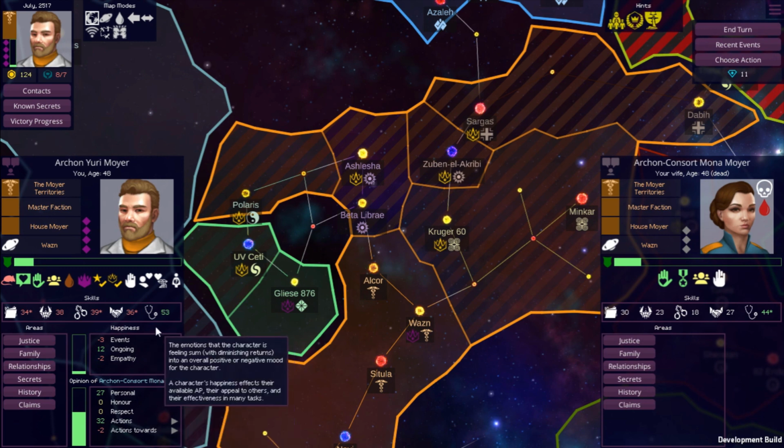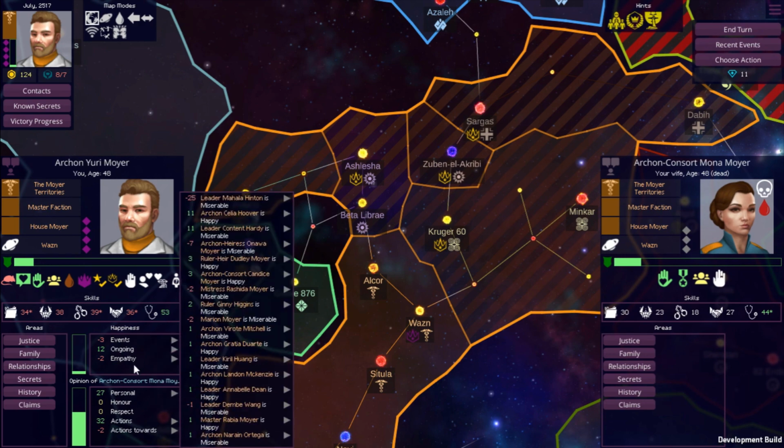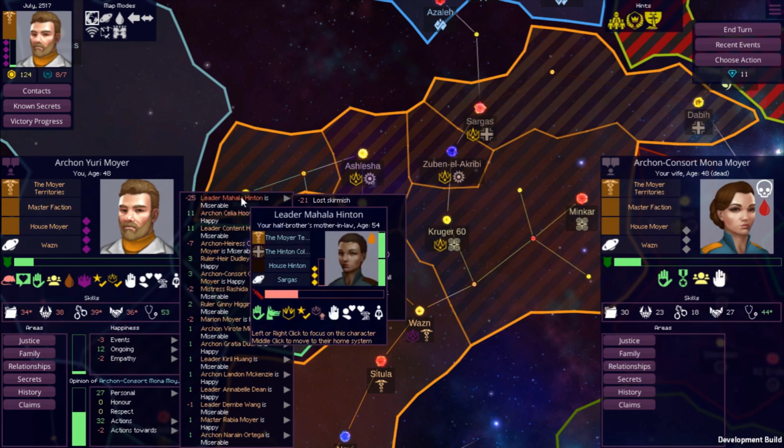And sometimes you might even sacrifice your happiness quite willingly to achieve some kind of political objective. For example, if you stab a friend in the back to try to gain some political advantage, you're going to feel quite guilty about that. And in fact, a big part of a character's emotional state is their empathy towards other characters. For example, you can see that my character is quite sad on behalf of leader Mahala Hinton.